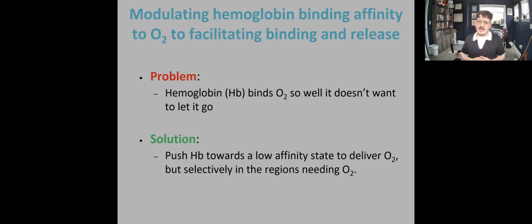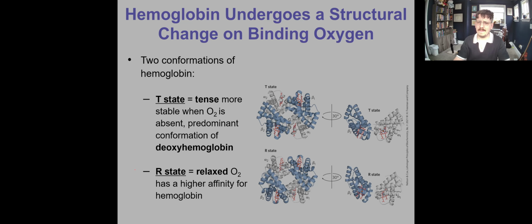Now, like I say, we have this problem. Hemoglobin binds oxygen so well that it doesn't want to let go. Or I guess really we could just say globins want to bind oxygen so well it doesn't want to let go. Solution, when it's time to let go, you're going to push it towards a low affinity state. We're going to look at structurally how that happens, what makes that happen.